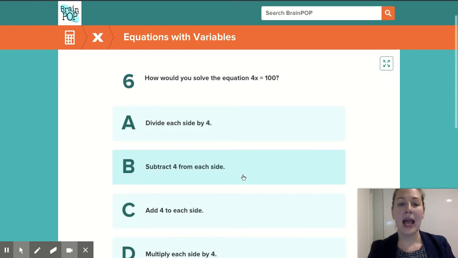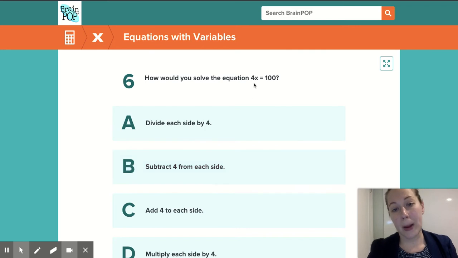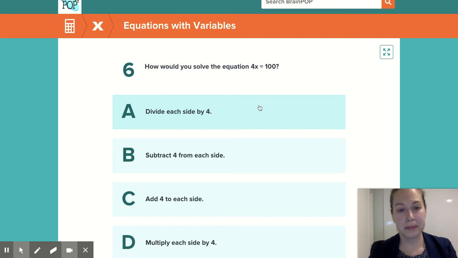All right, number 6. How do you solve the equation 4x equals 100? Well, a number and a variable next to each other without any sign actually means multiplication. If I want to undo multiplication or find the inverse of multiplication, what is that? It's division. So if this is multiplied by 4 on this side, I want to divide by 4 on this side to cancel it out. And then I want to also divide by 4 on this side so that we can balance the equation. So divide each side by 4.